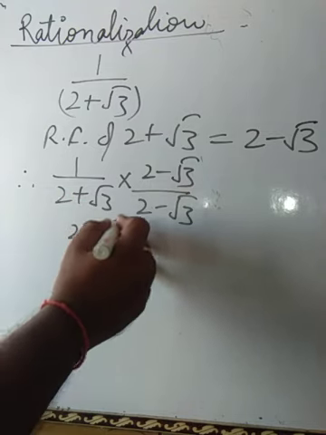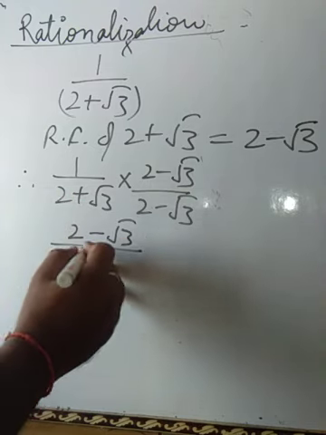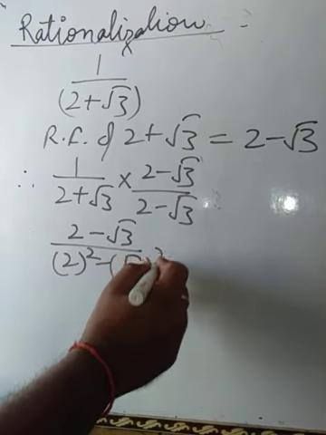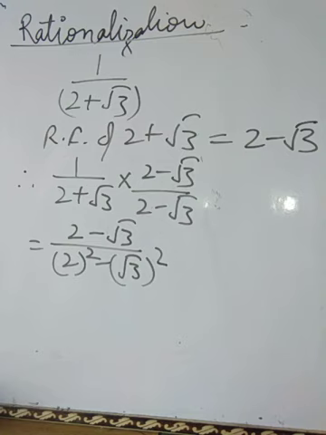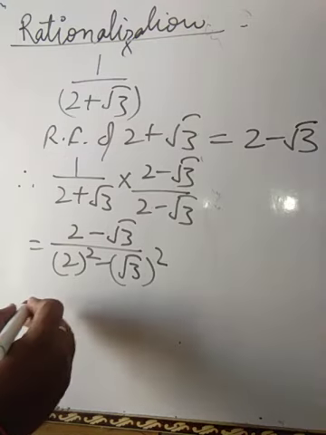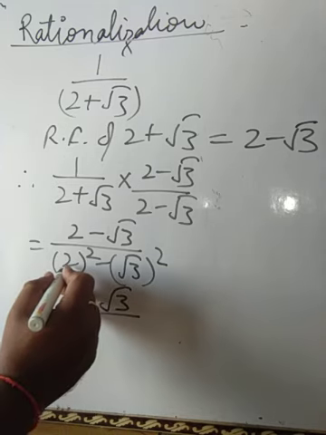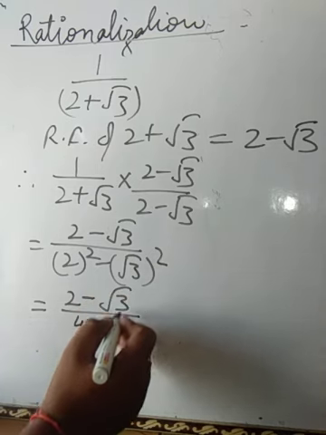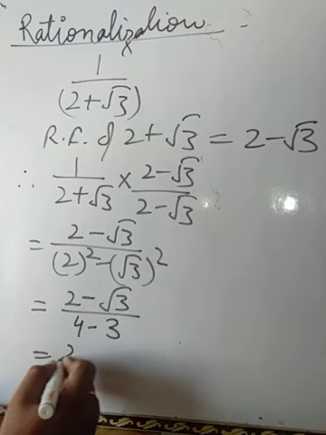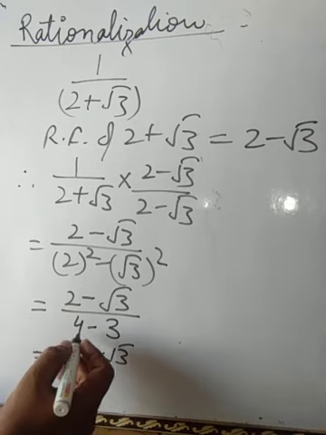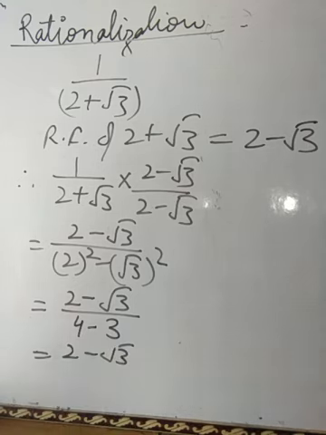So this will be 2 minus root 3, and here it is 2 whole square minus root 3 whole square, using the difference formula. This will be 2 minus root 3 upon the square of 2, 4, the square of root 3, 3, and this is 2 minus root 3. Since 4 minus 3 is 1, no need to write down the 1 as the denominator, right? So this is the complete package of rationalization of both the categories.